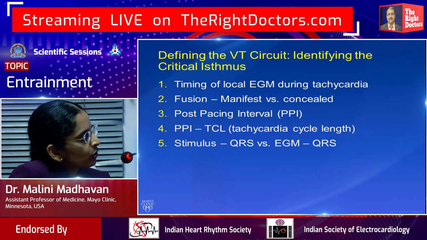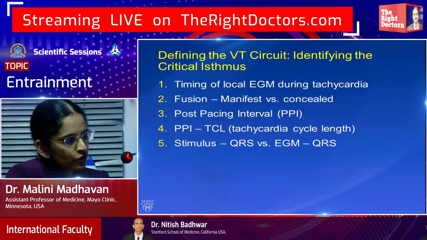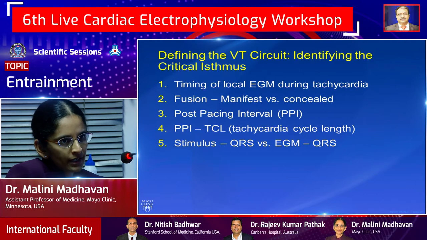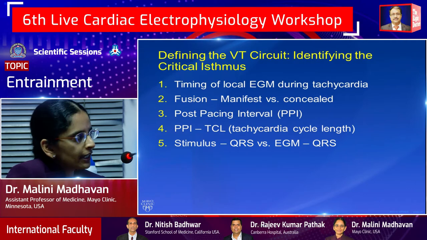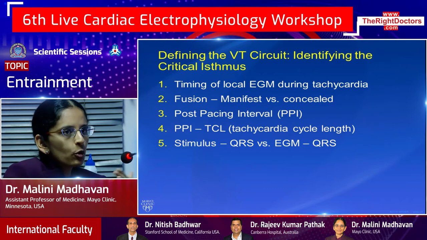The second thing you're going to look for is, is there fusion? Is there manifest fusion either on the surface ECG for VT or in the intracardiac electrograms for a rhythm like atrial flutter? The third thing you're going to look for is, what is the post-pacing interval?